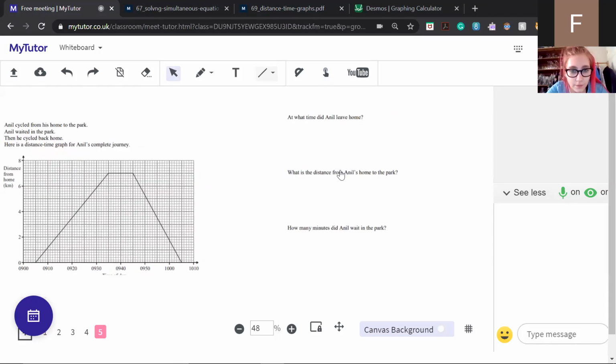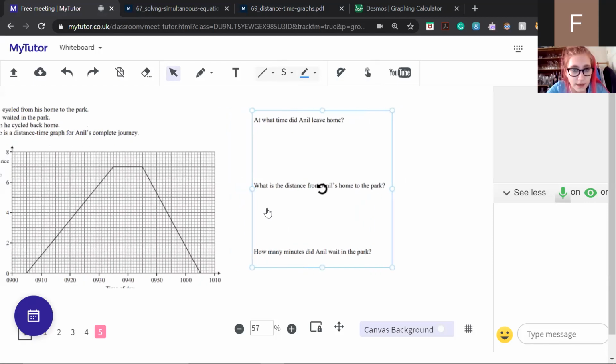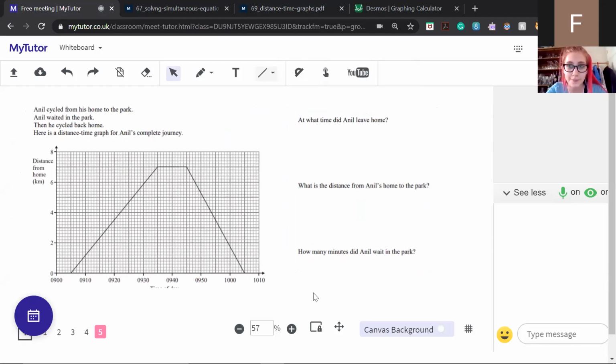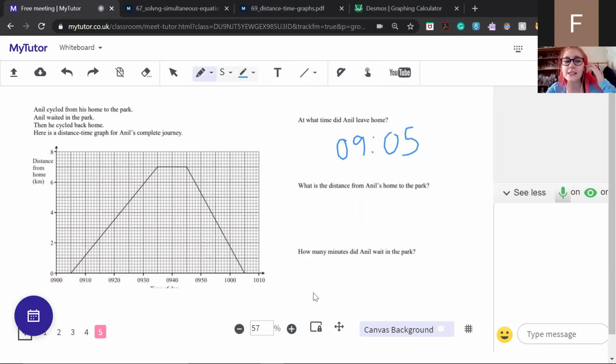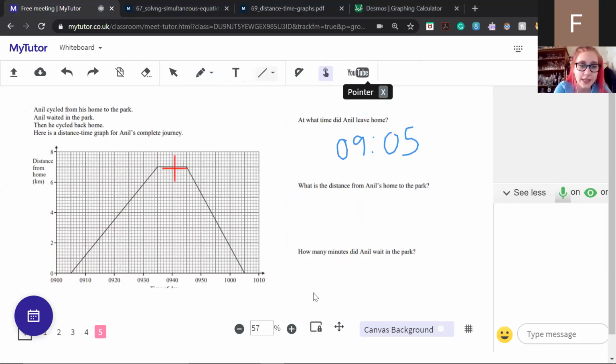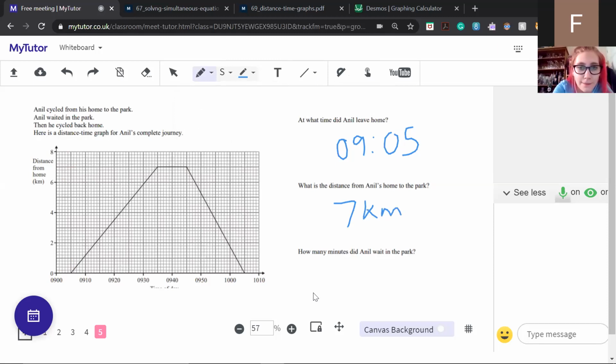So here we go. What time did Anil leave home? I already said this one at the beginning. We can see that he left here because 0 kilometers means at home, because you're 0 kilometers from your house. So at 9:05, it starts increasing. So that is the time he left, 9:05. What's the distance from Anil's home to the park? Well, we know that he gets to the park here because that's where he's waiting. How far is this? 7 kilometers. And how many minutes did he wait in the park? Well, how long was he stationary for here?